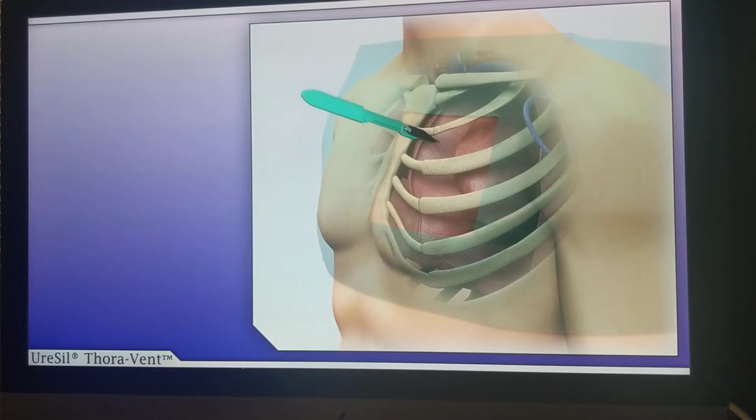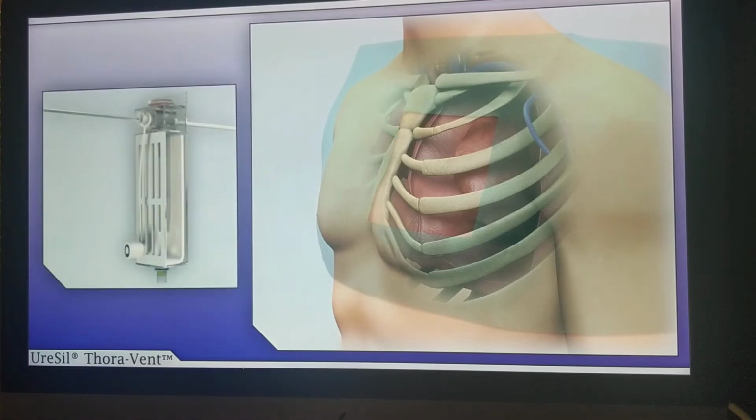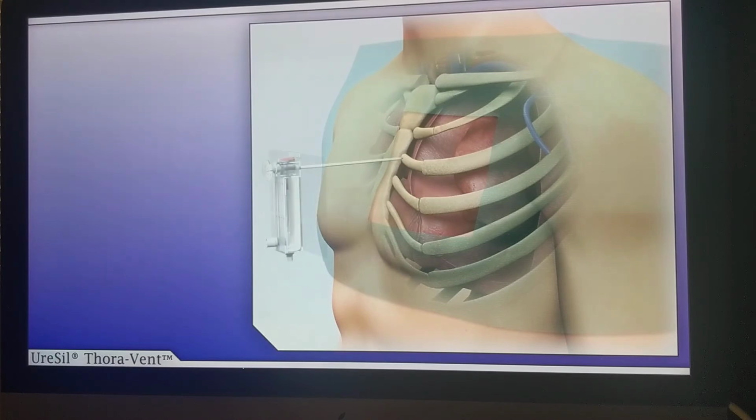A small skin incision is made at the site. The trocar is introduced into the device through the self-sealing port. Grasp the Thora-vent in the most comfortable manner with thumb or first digit over the trocar handle. Remove the paper on the back of the vent box to expose the adhesive.